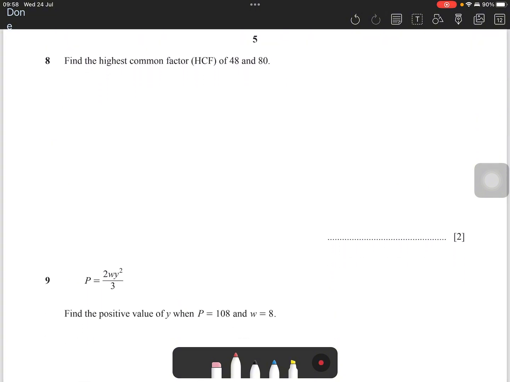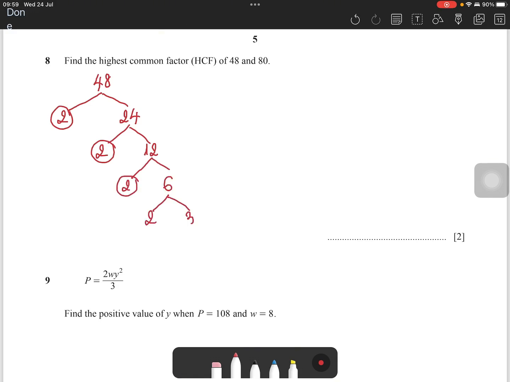Question 8. Find the highest common factor of 48 and 80. So first, 48 is equal to 2 times 24. 24 is equal to 2 times 12. 12 is equal to 2 times 6. And then 6 equals 2 times 3. So these are the prime factors of 48.